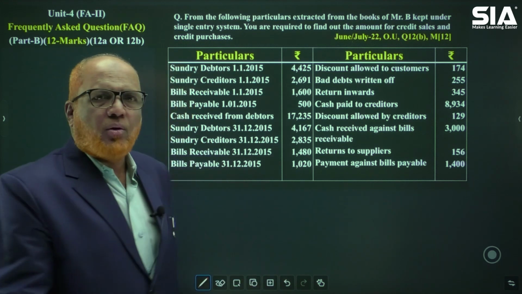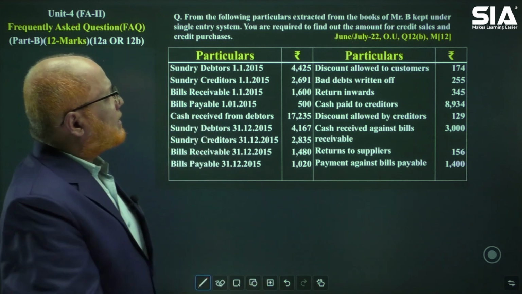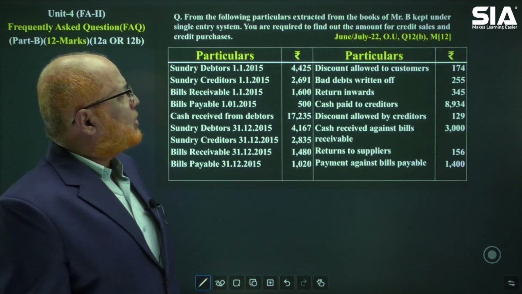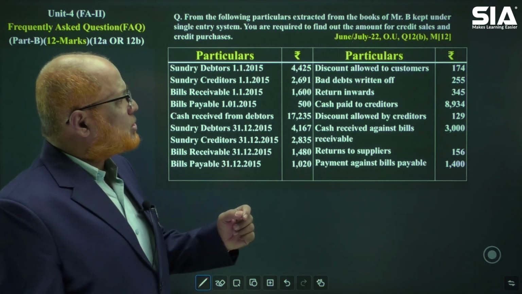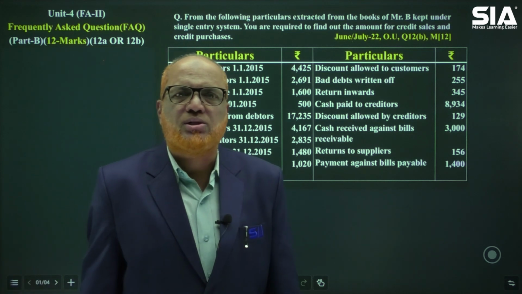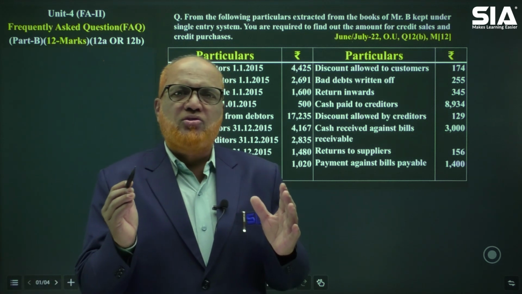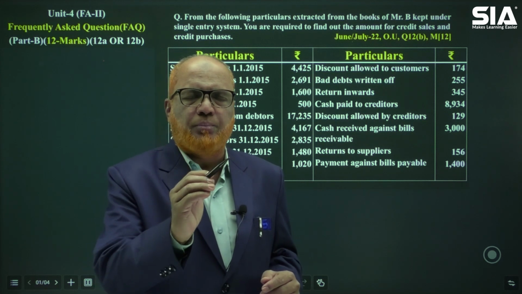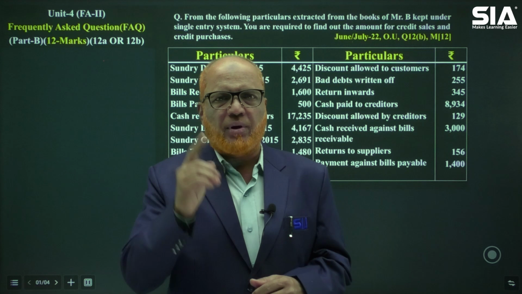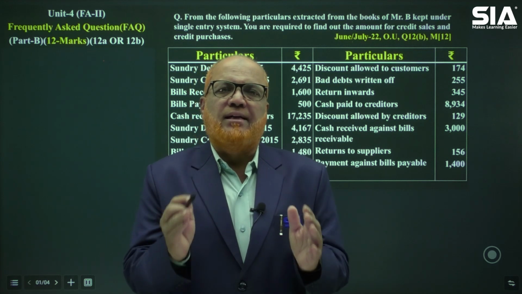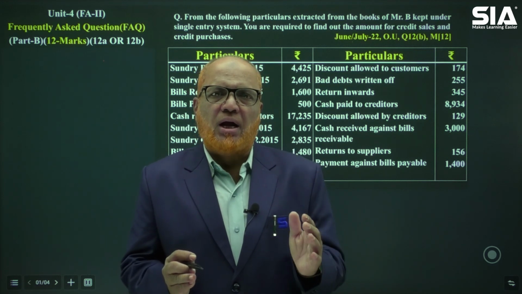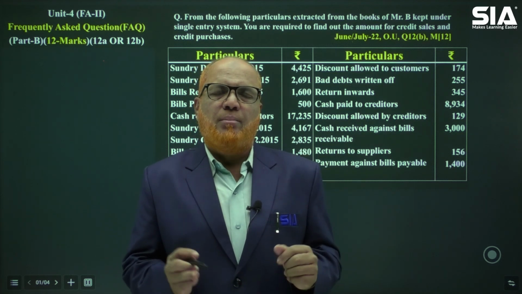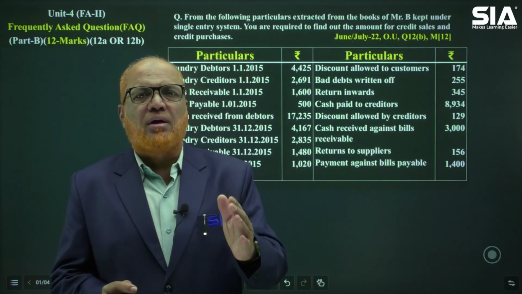So first of all, I'm reading out the problem. From the following particulars extracted from the books of Mr. B, kept under single entry system, you are required to find out the amount of credit sales and credit purchases. We are not required to make trading account or profit and loss account. Simply it is asking you to find out the credit purchases and credit sales. Remember one point. How to find out credit sales? By making two ledger accounts, that is total debtors account and bills receivable account. By making these two accounts, we can find out credit sales.